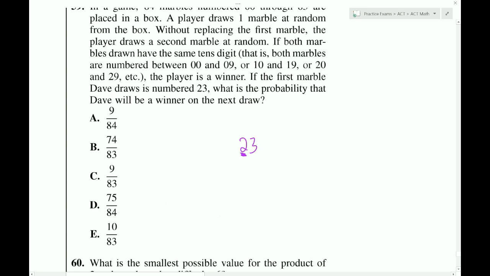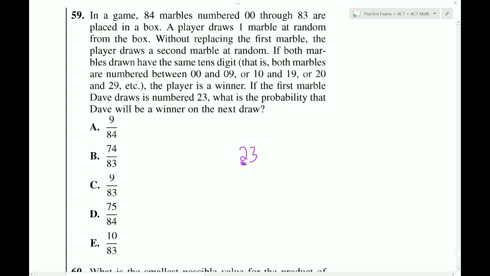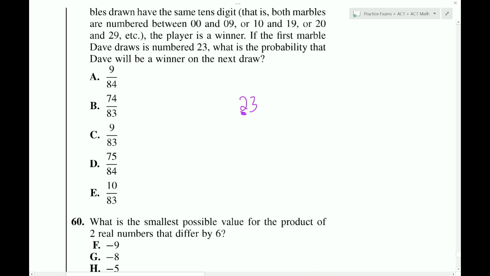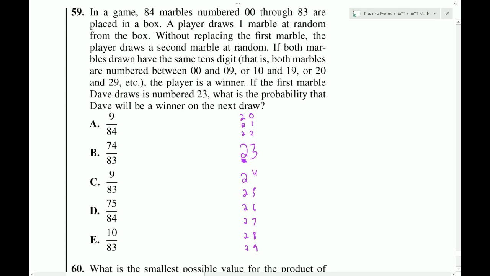And the tens digit here is 2. So we need to have a 2 in the other digit. So let's see how many other marbles there are with that. So 20, 21, 22, 23, 24, 25, 26, 27, 28, 29. These are all the possible marbles with a starting digit of 2. Tens digit, that is.